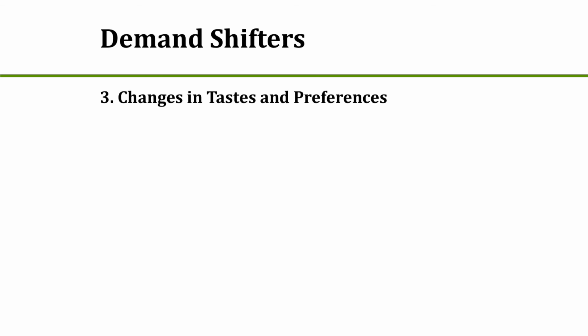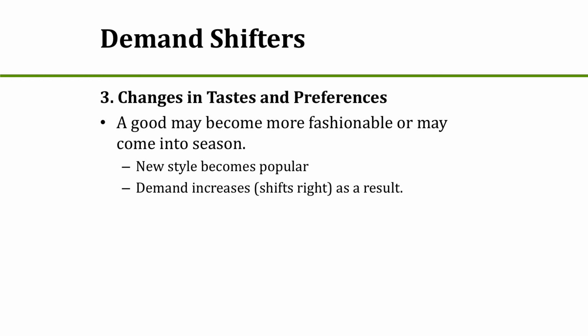The next shifter is changes in tastes and preferences. A good may become more fashionable or may come into season. When a good becomes more fashionable, people think, I have to buy that good because the fashion is that good right now. You have to buy it. So your preferences towards that item have changed already. That's why the demand for that good is going to shift right.